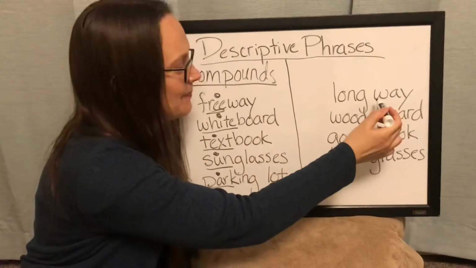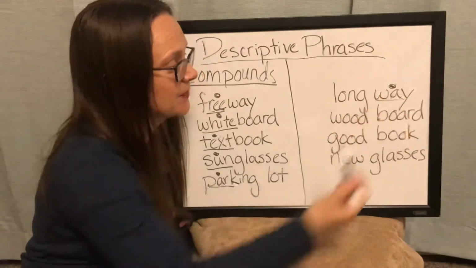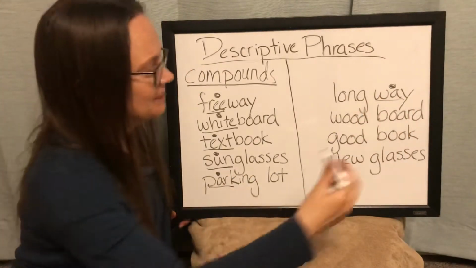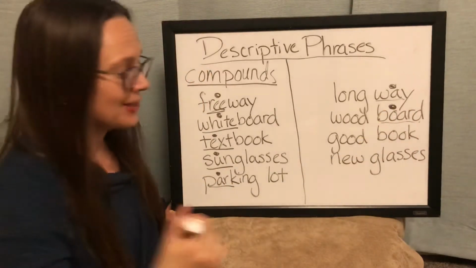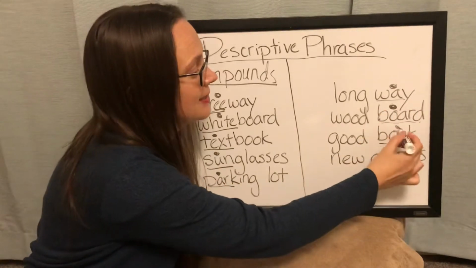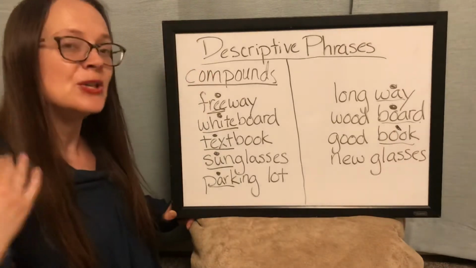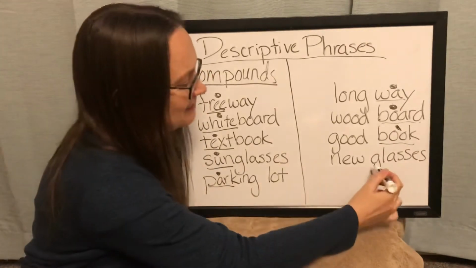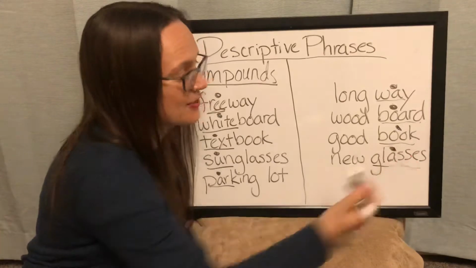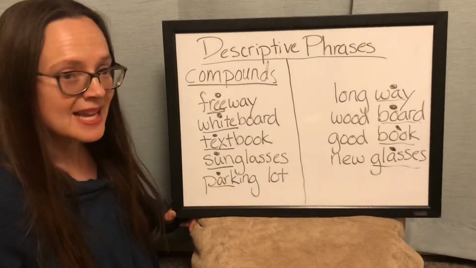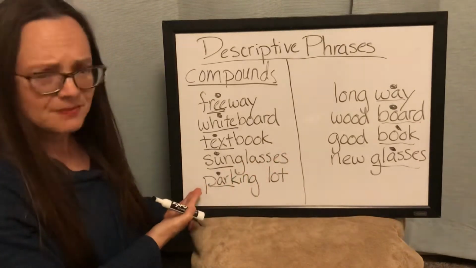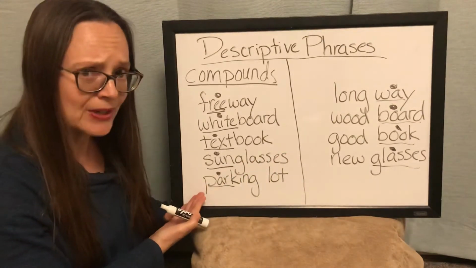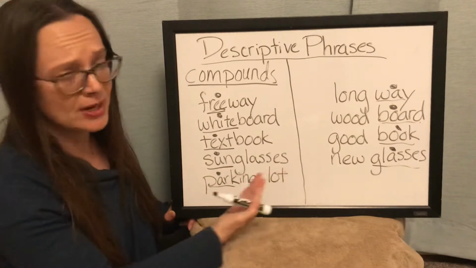Long way. Way is most important. Wood board. Board is going to be most important. Good book. Book is going to be most important. New glasses. Glasses is going to be most important. Now, what is different between our descriptive phrases and our compounds over here? They are a little bit different.